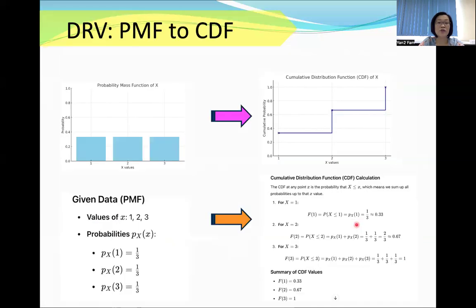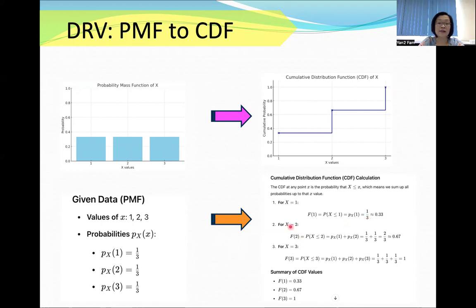All right. So next, DRV. We convert the probability mass function to a cumulative distribution function. How do we do that? Very simple, like I mentioned to you, but you have to write it like this. For x equals to 1, which means the cumulative is x smaller or equals to 1, right? X smaller or equals to 1, it's P(x equals to 1), correct? So it's equal to 0.33.